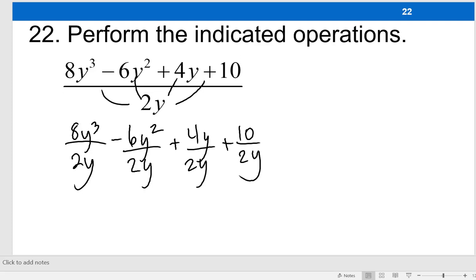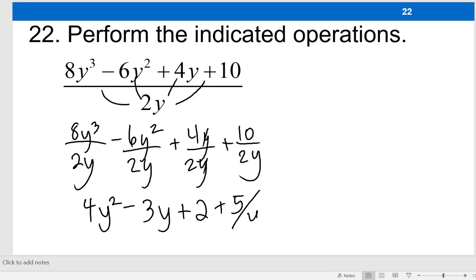8 divided by 2 would be 4. Cancel one of the y's, so y squared. Minus 6 divided by 2, 3. Cancel one of the y's is y. Plus 4 divided by 2 is 2. Cancel the y, so there's none left. Plus, now this is where I thought it was interesting, 10 divided by 2 is 5, but it's not 5y, because that y is stuck in the denominator.